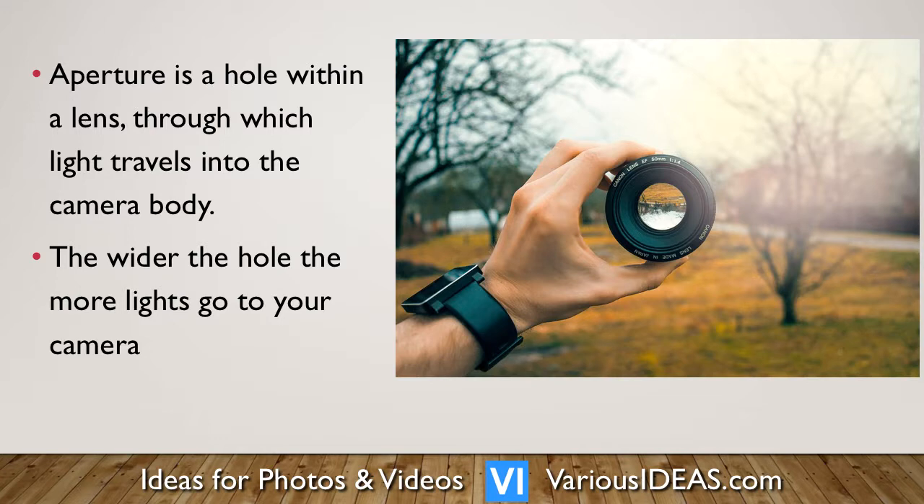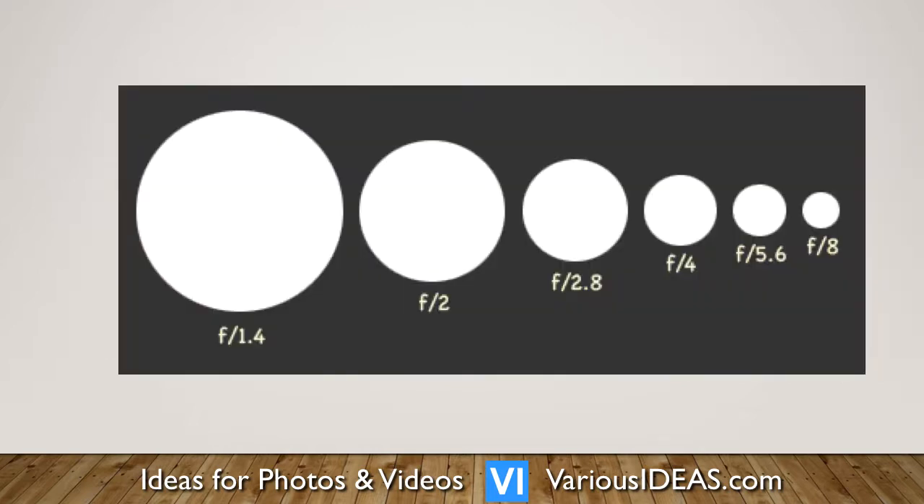In case you don't know what aperture is, it's basically the ring hole, how big it is open, within the lens through where the light travels into the camera body. That's what determines the aperture hole here. The wider the hole, the more light goes into the camera. So that's important to know, because that will determine how much light actually goes into your camera, and that's what aperture is all about.